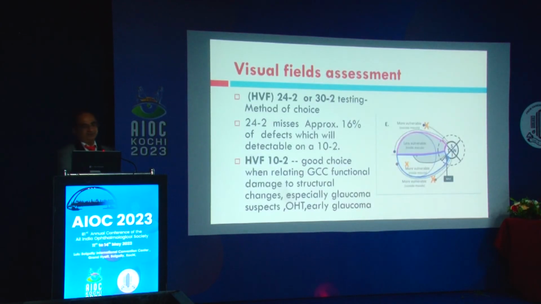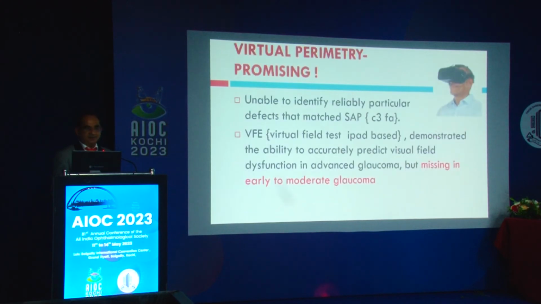Last but not least, visual field assessment, that is the functional assessment, is a must. 24-2 and 30-2 are the methods of choice, but many times 24-2 misses defects which will be detectable on 10-2. And 10-2 is a good choice when relating GCC functional damage to structural changes, especially in early glaucoma, OHT, and suspects. Virtual perimetry is also coming and is very promising, but it is unable to match standard automated perimetry and unable to demonstrate ability in early to moderate glaucoma.